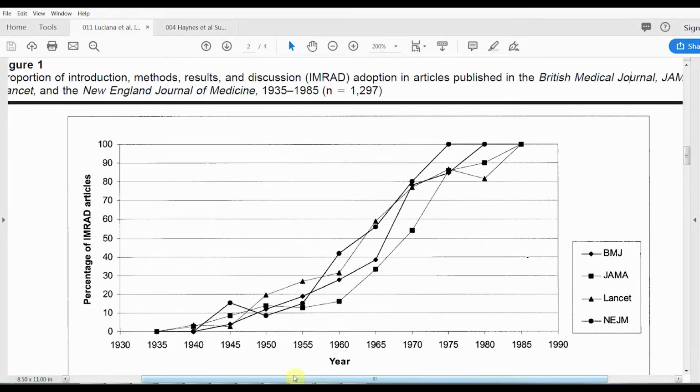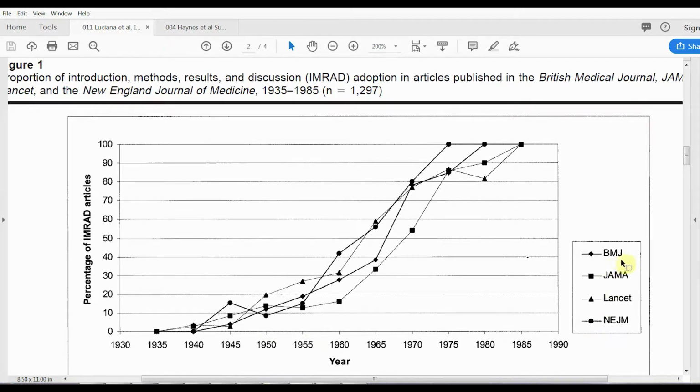Before doing that, I want to quickly take a look at this graphic. It's out of a reading from Luciana et al. that we'll look at. It's not a particularly important reading, but there is a striking graphic here. This line graph is showing the prevalence of IMRaD style in 4 major medical journals.